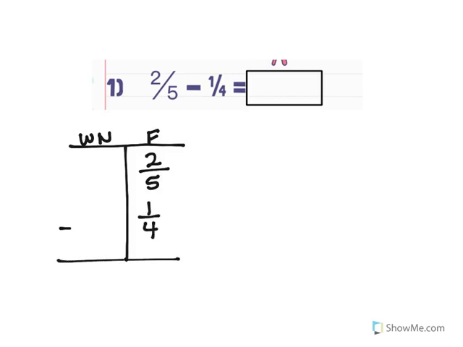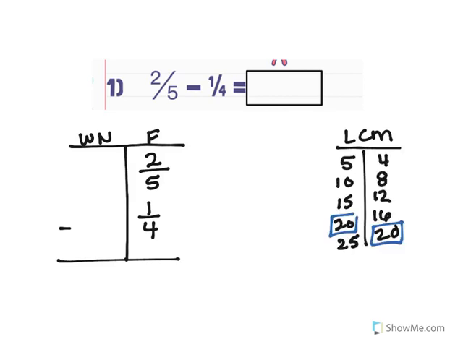First thing, check those denominators. I see we have 5 and 4. Those are not the same, so we have to find the LCM. We can see our LCM is 20. So we're going to convert both our fractions to have a common denominator of 20. I know 5 times 4 gets me 20, so we would multiply 2 by 4 to get 8.